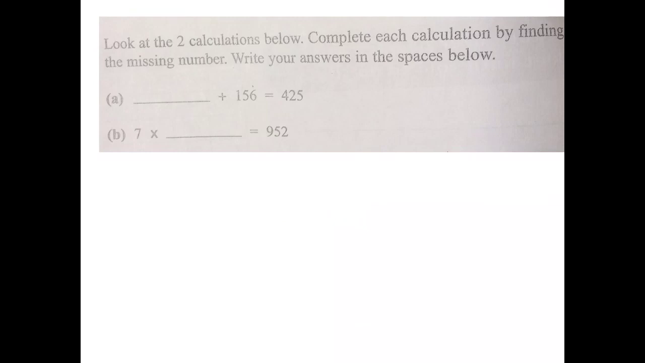Look at the two calculations below. Complete each calculation by finding the missing number. So A, it's got our missing number at the beginning. Do the inverse and you're winning. So A would be solved by taking the inverse, so 425, and we have to subtract 156, and that will give us our missing number.